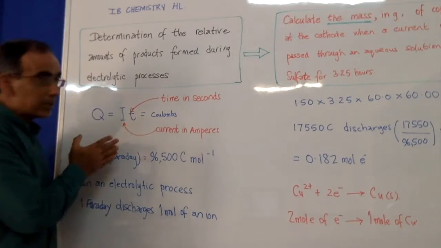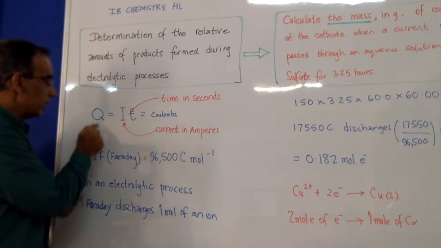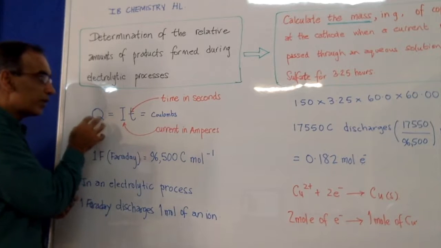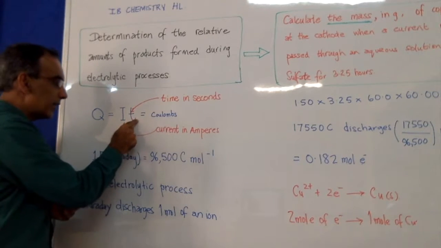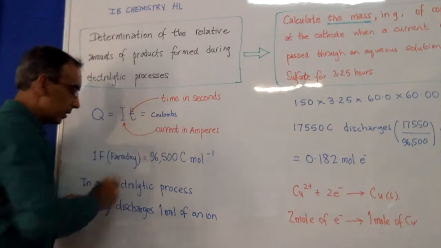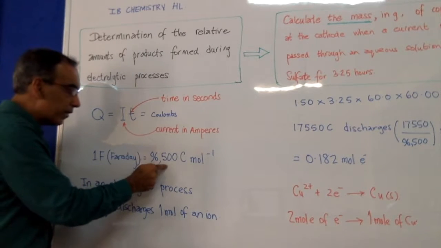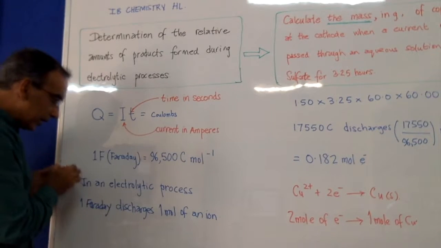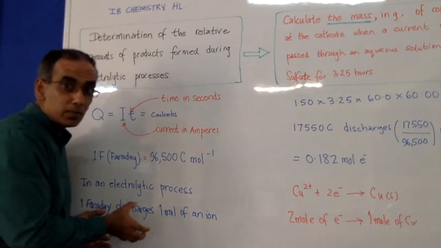But to determine the actual amount of copper that is deposited, it is first necessary to quantify the amount of charge in the system. And to do this, we multiply the time in seconds by the current in amps to get an answer in coulombs. And then we note that 1 Faraday equals 96,500 coulombs per mole. In the electrolytic process, 1 Faraday is able to discharge 1 mole of an ion.